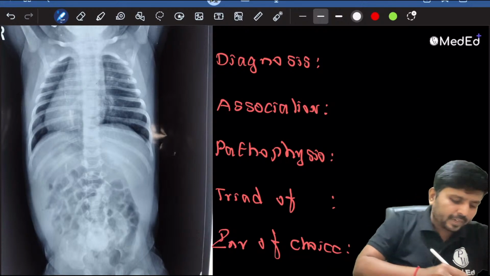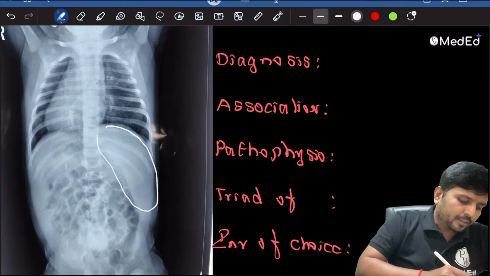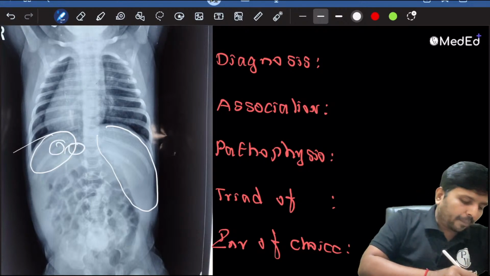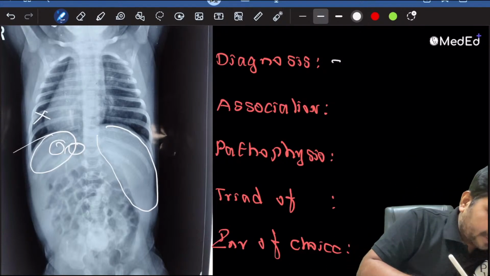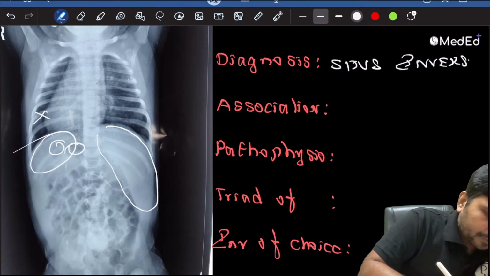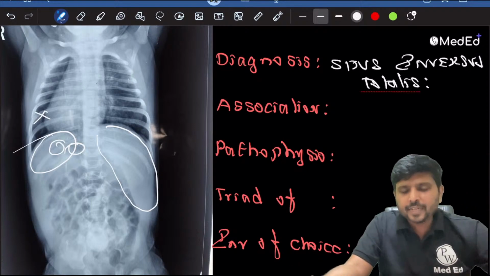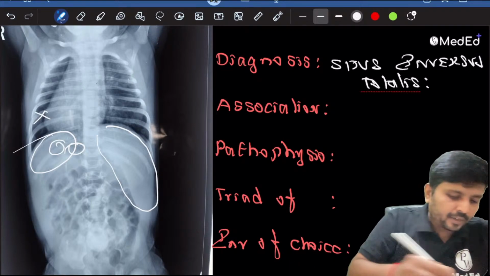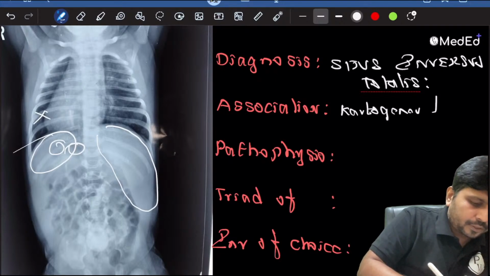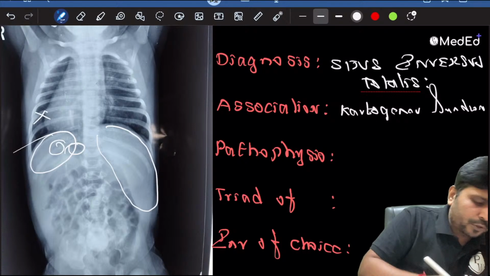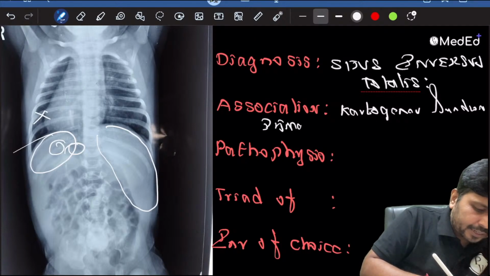Then, yes, what is this? The liver is on the left. The spleen is on the right. The fundus gas bubble is on the right. The apex is on the right. So what is this? Yes, this is a case of situs inversus totalis. It is commonly associated with what? Kartagener syndrome, otherwise known as primary ciliary dyskinesia.